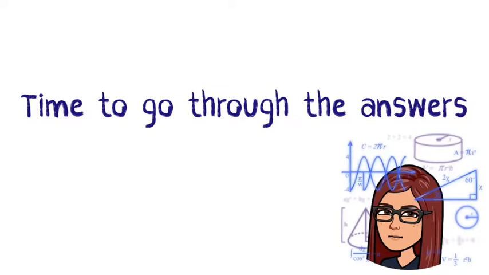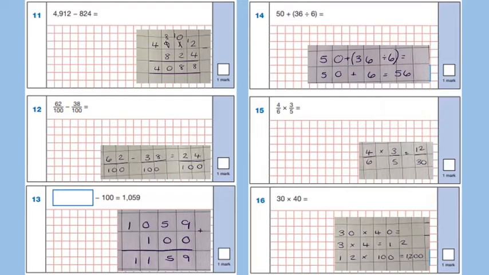Right, time to go through the answers. Number 11. We have got 4,912 subtract 824. As you can see, I would definitely use a method for this one because there's some exchanging involved in this. So you should get 4,088.